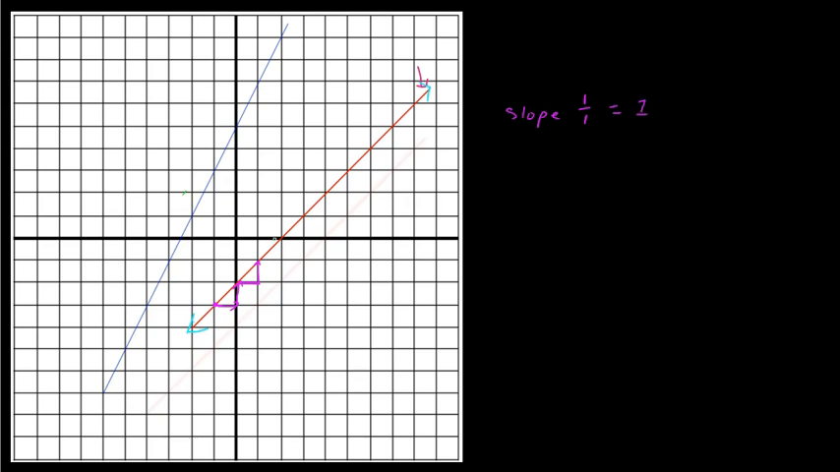It's 1 over 1, which is the same as saying the slope is 1. Now, if I went 4 units along the horizontal to the right, how many do you think I would have to go to get back onto the line? 4 units vertically. So that's 4 on the rise and 4 on the run, and 4 over 4 is still 1. So the slope of this line is 1.